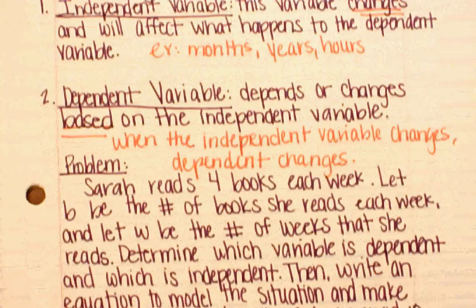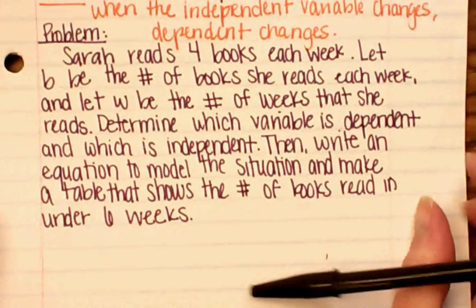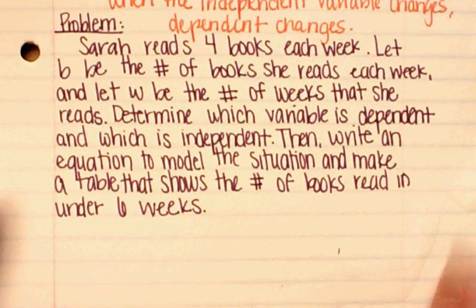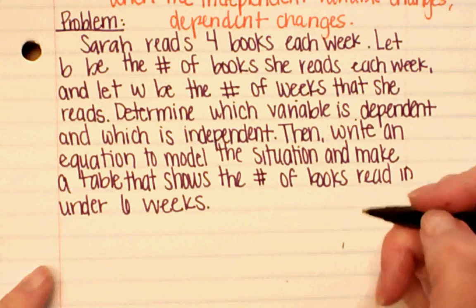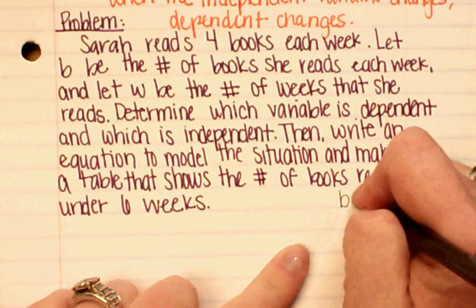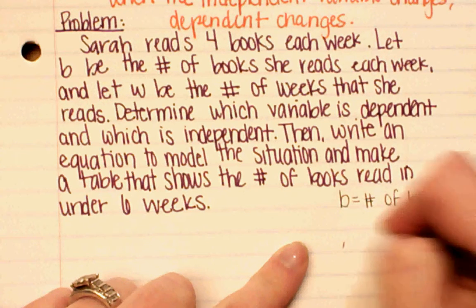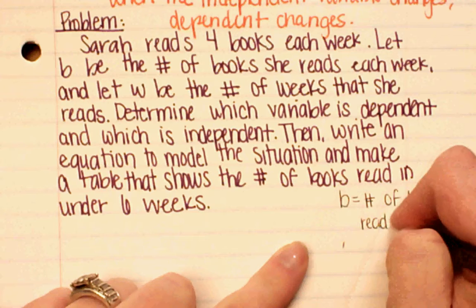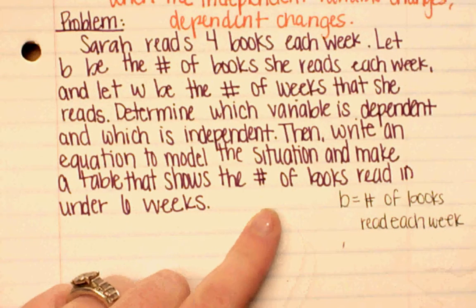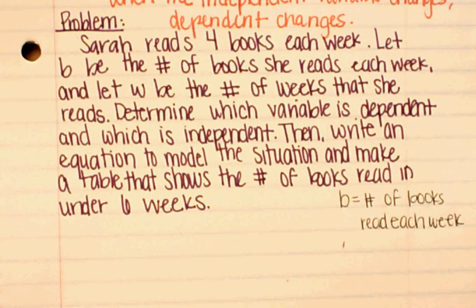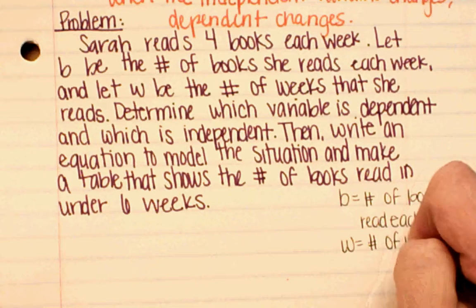So here's the word problem. I might push pause right here to take the time to write the word problem down and then press play when you're ready. Sarah reads 4 books each week. Let B be the number of books she reads each week. So I'm going to write that. B equals number of books read each week. And W be the number of weeks that she reads. W equals number of weeks.